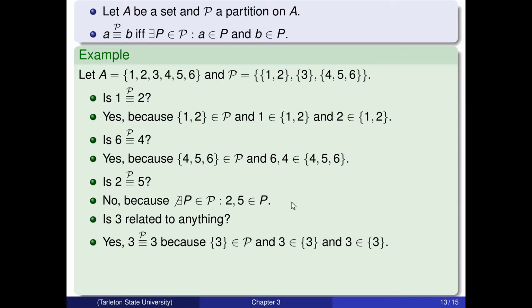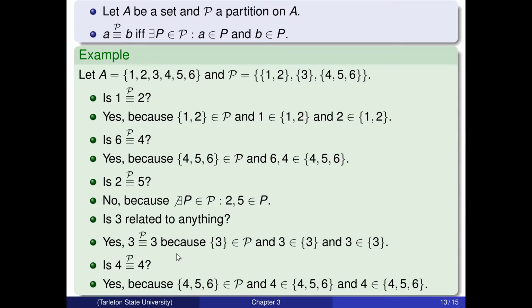And you can play that same game with anything. Like you can ask, is 4 related to 4? Yes, because the set {4, 5, 6} is an element of our partition. The number 4 is in that set, and the number 4 is in that set, and therefore 4 is related to itself. And it's not too hard to see that that process is going to work for every element of the set, and so every element is related to itself. As a result of that, this type of relation is always going to be reflexive.